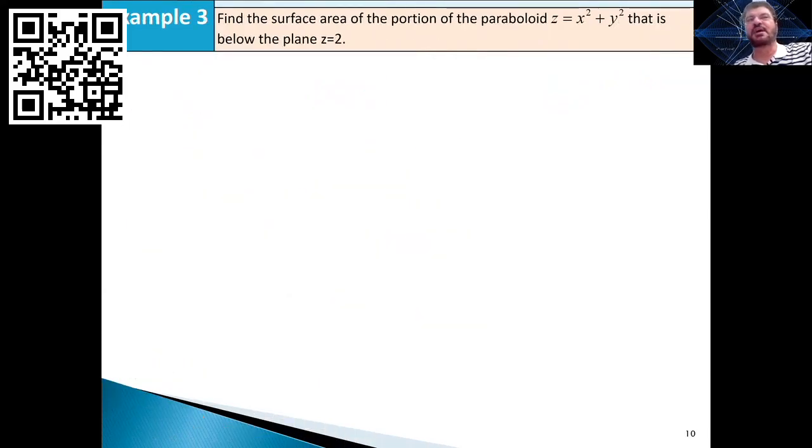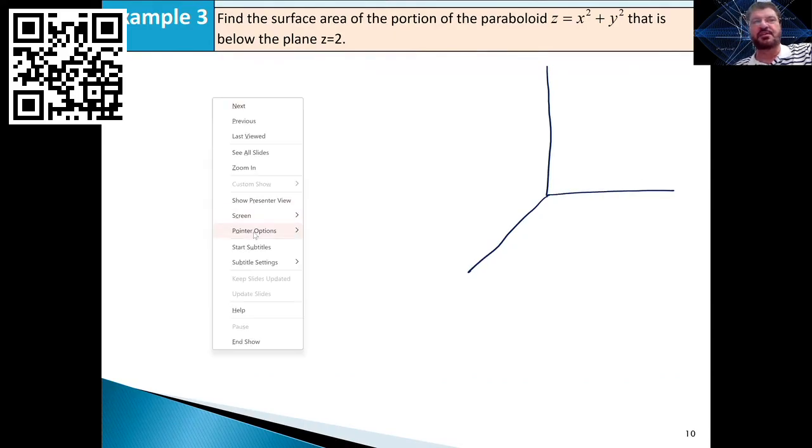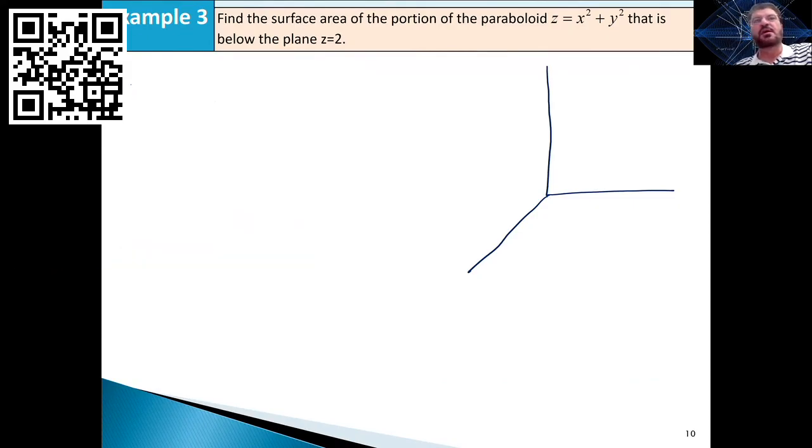All right, let's look at this question. Find the surface area of the portion of the paraboloid z equals x squared plus y squared that is below the plane z equals 2. So let's find how the graph looks like. All right, so the first thing we're going to take now is z equals x squared plus y squared.